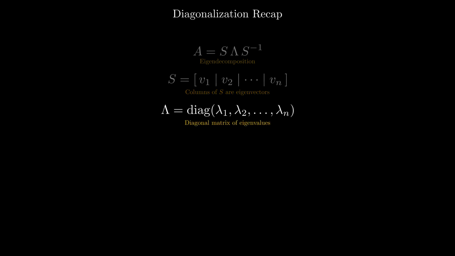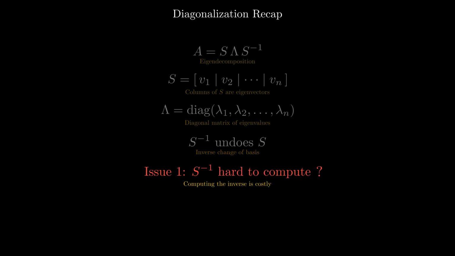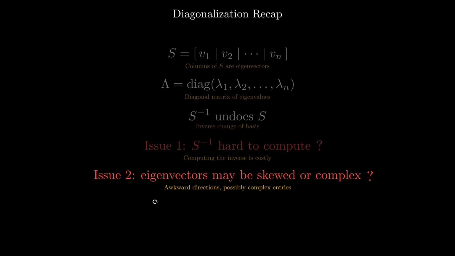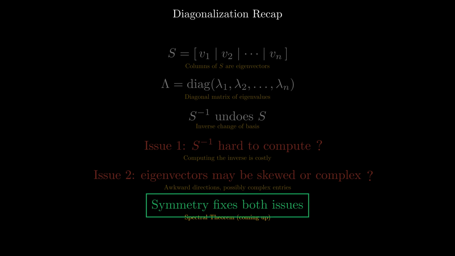Recall that any diagonalizable matrix factors as A equals S lambda S inverse. The columns of S are the eigenvectors of A. Lambda is the diagonal matrix whose entries are the eigenvalues, and S inverse is the matrix that undoes S. For a generic matrix, computing the inverse is real work. The eigenvectors might point in awkward, skewed directions, and they could even have complex entries. Symmetric matrices, remarkably, fix every one of these problems at once.